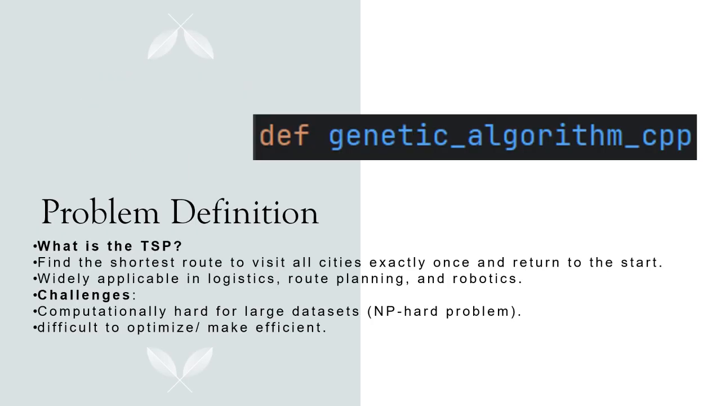Okay, so problem definition. What is TSP? So it's all about finding the shortest route to visit all cities exactly once and return to the start. It's widely applicable in logistics, route planning, and even robotics. Some challenges are it's computationally hard for larger data sets. So the larger the amount of data you're running through, it's going to take much longer to compute and you'll need more computing power. It's also difficult to optimize or make efficient.